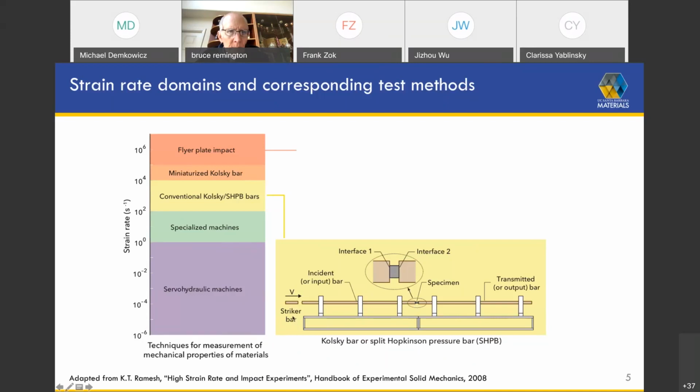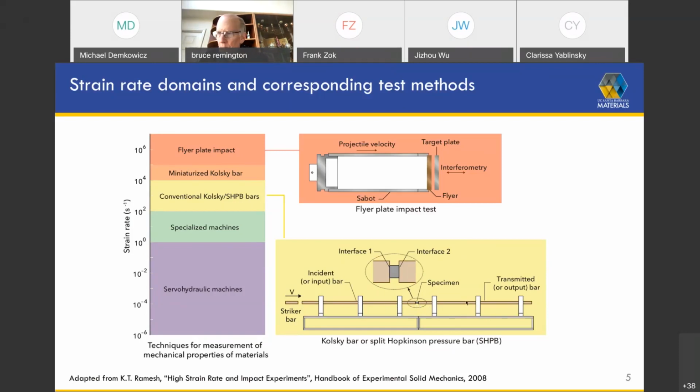The idea here is you launch the striker bar at a given velocity from a gas gun. It impacts, it collides with the incident bar here. The bar is in a series of guides and bearings so as to maintain alignment and to allow free motion axially. So as this striker hits the incident bar, it produces a stress pulse at this end here. The stress pulse runs through. It hits the specimen, goes through the specimen. A part of that stress is reflected back into the incident bar, and a part of it is transmitted into the transmission bar. Okay? All right.